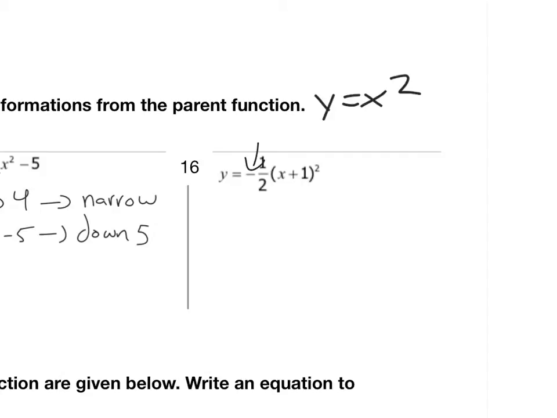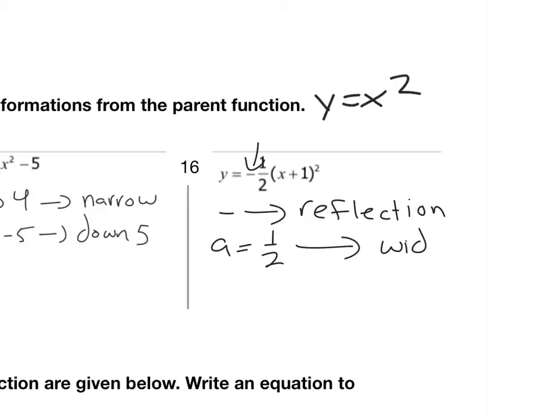First, we have this negative. So the negative is going to cause a reflection or a flip. So what that means is if this is our parent function and we have a -a, then it'll flip over, or reflect along the x-axis. Okay. Then we have a 1/2 in the a position. So a is 1/2, which would cause it to be wider.